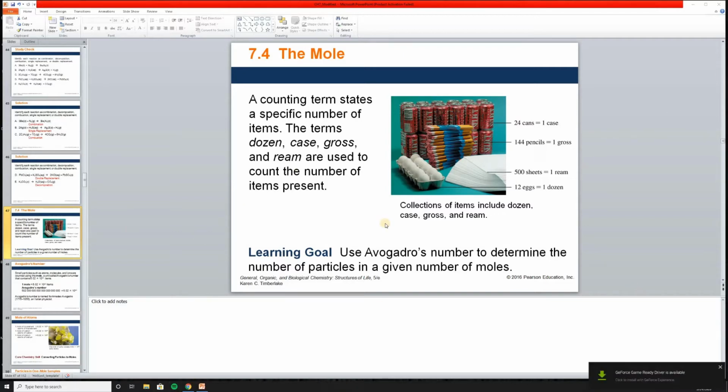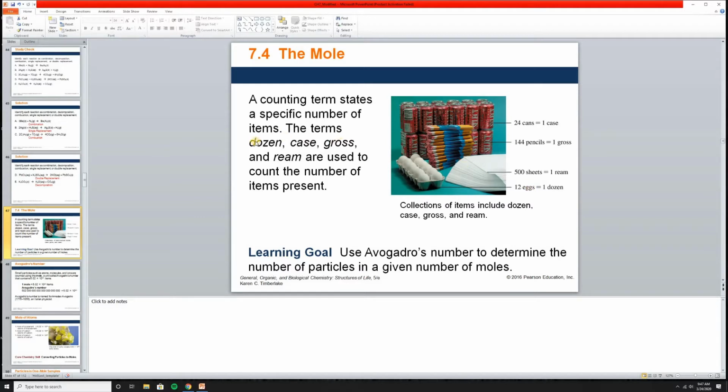So the mole. Now the mole is a number. That's all it is. So a dozen is a representation of a number, right? Here are some examples of these representations of numbers. A dozen is 12. It doesn't necessarily mean 12 eggs. It can mean 12 books, 12 people, a dozen.